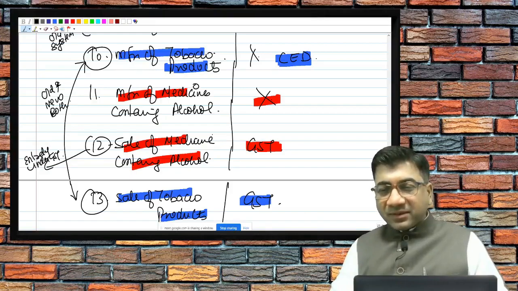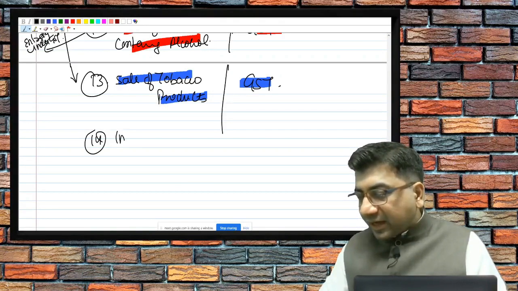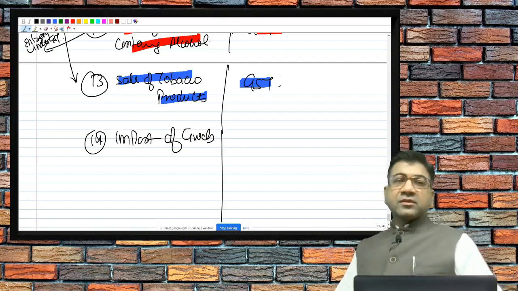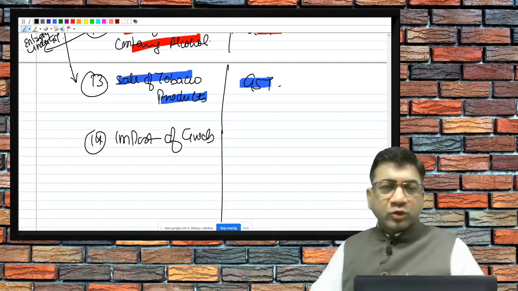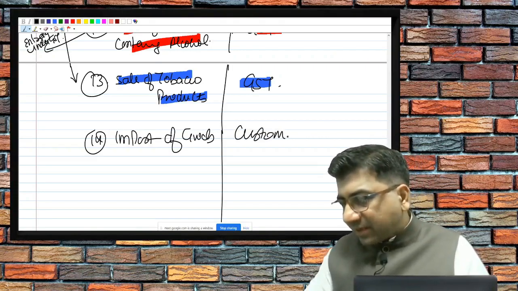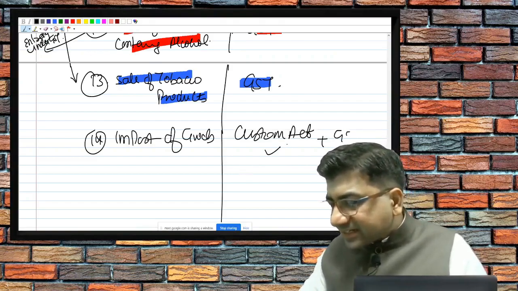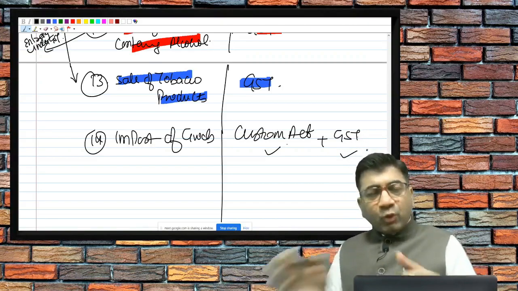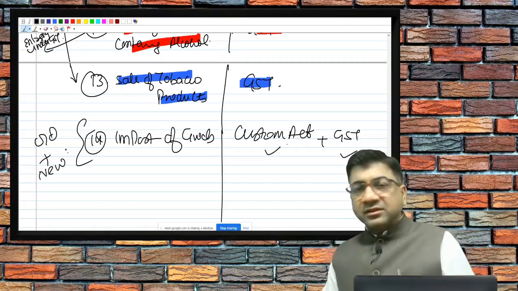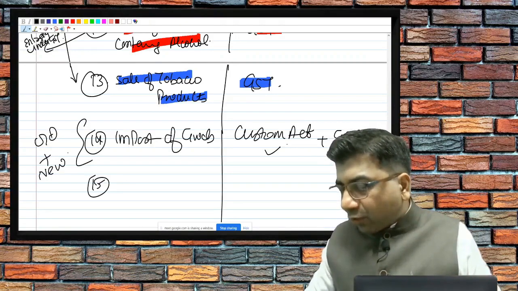Now let's take another example. Import of goods, 14th. Hanji, what will you apply? Import of goods. Custom duties are there. Yes, Custom Act is there. Custom duties are there, plus GST is also there. It is both under the old and the new system. Old and the new. Yes.